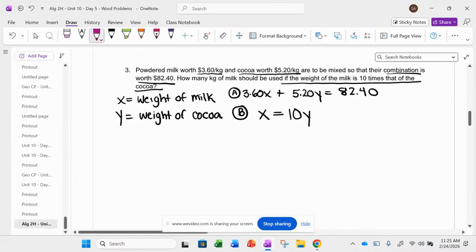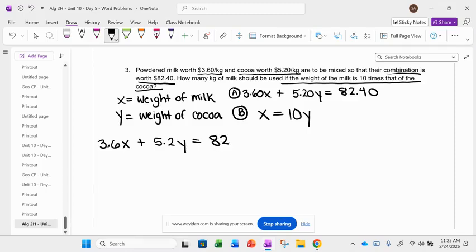So we're going to do 3.6x plus 5.2y equals 82.4. Are you guys okay? I essentially just took out that 0 because 3.6 is the same as 3.60. Yes. No, you could use whatever you want. So now we're going to have x minus 10y equals 0. Is that okay? That's absolutely fine.